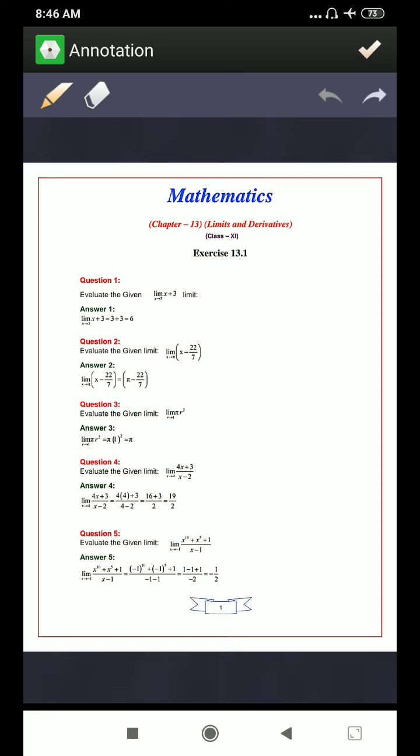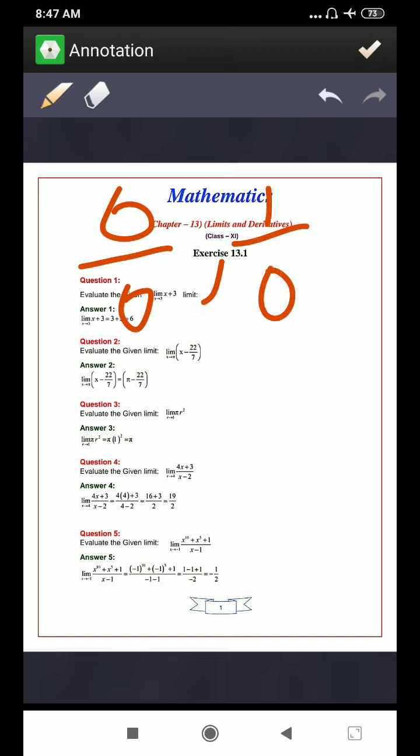That's all. But if you are getting 0 by 0 form, basically in class 11th NCERT there is 0 by 0 form or 1 by 0 form. 0 by 0 form means on replacing x by a, you are getting numerator as 0 and denominator as 0, or you are getting numerator as 1 and denominator equal to 0, then we will not replace. We will further solve that particular question.